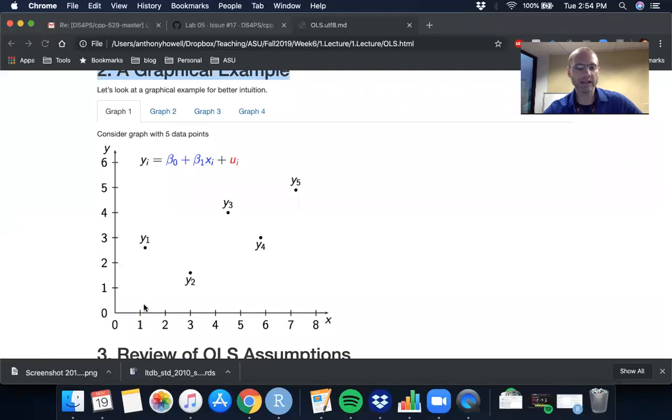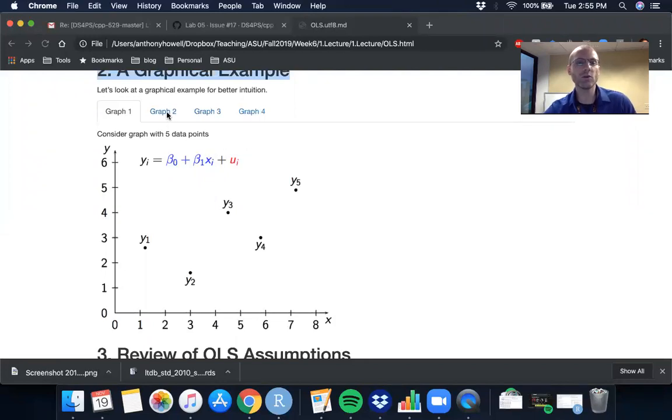So for Y1, we have an X of about 1.1, and our Y is about 2.75. So this would be our data point Y1. Okay, we have our linear model here, where our outcome of interest y is a function of our parameter beta 0, which is the intercept, our beta 1, which is the slope of our line, and then xi, which are our observed data points for x, and then this unobserved error term.